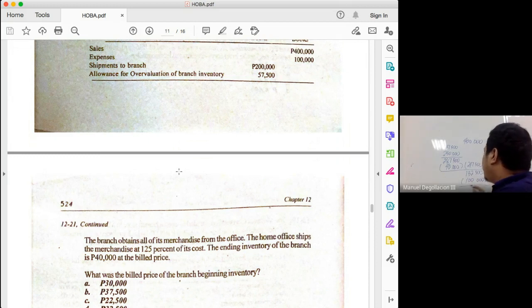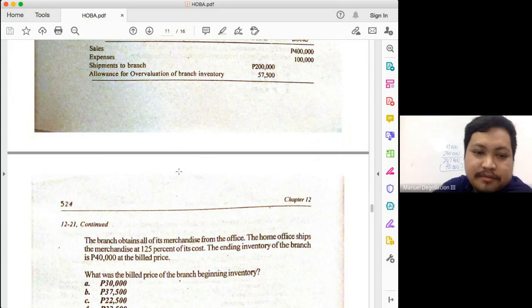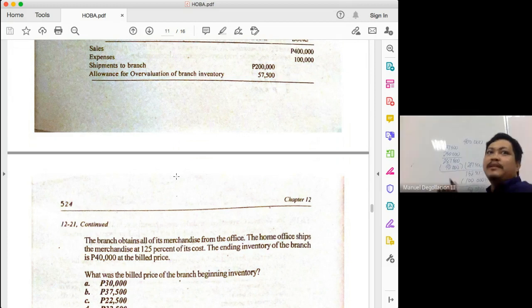100,000. So that means the profit reported by the branch is 52,500. Okay, but this is not yet the true branch profit. Do you follow, class? This is still the profit reported by the branch. After all, everything is at billed price.